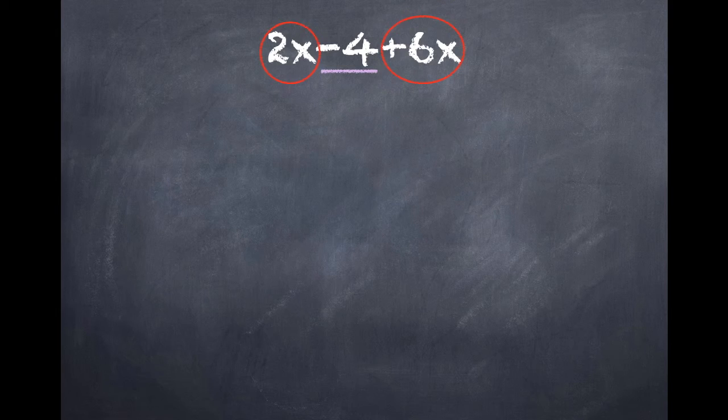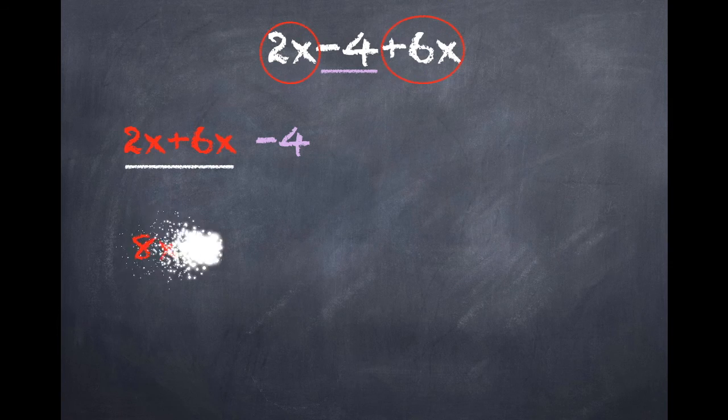the only constant. So now that you've grouped your like terms, now you want to combine them. So you want to add 2x plus 6x and then minus 4. Okay, so 2x plus 6x gives us 8x, and then since negative 4 is the only constant, you can't combine it with anything else. So great, now you have our answer, which is 8x minus 4.